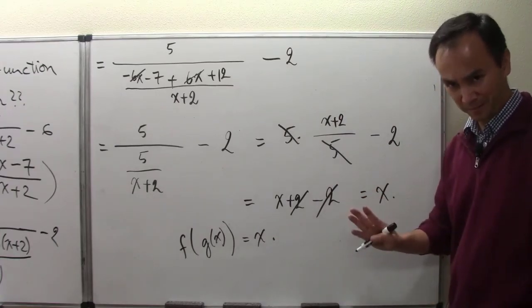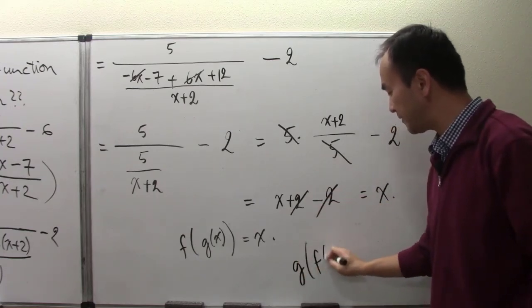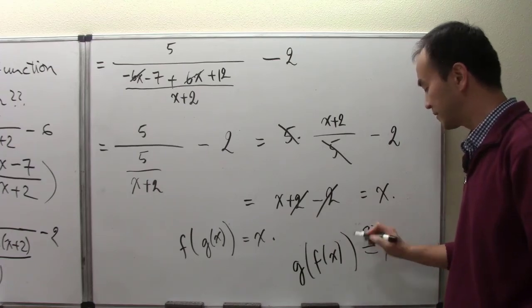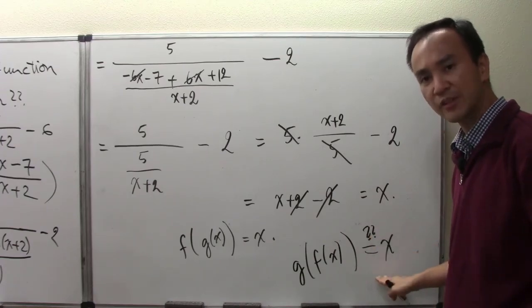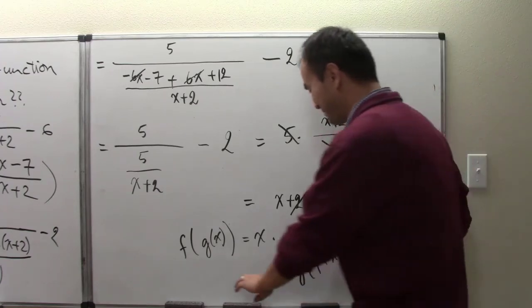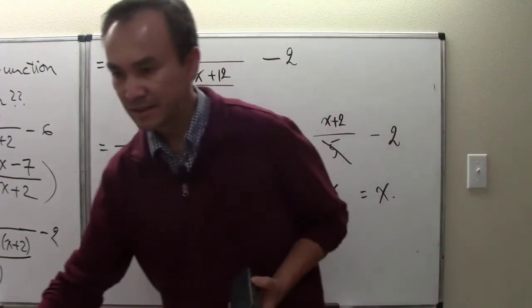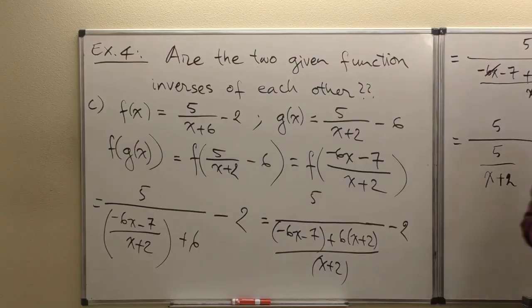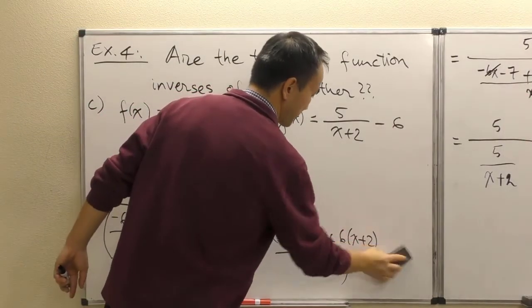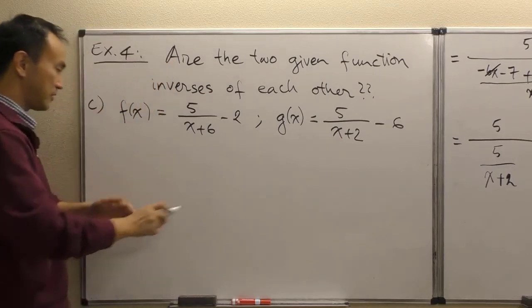But that's just one. We now need to also ensure g of f of x will also equal x. That's why I'm putting a question mark right now. We want that to happen, but we don't know if it will or not. Let's find out. All right, so now back on my other board again. We're going to throw in the later half of the work.